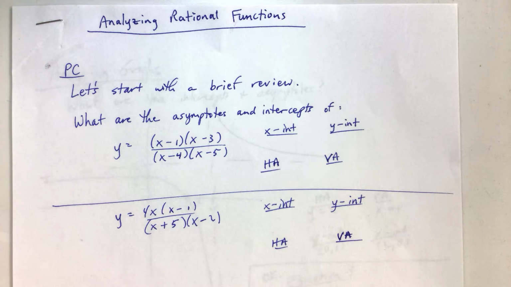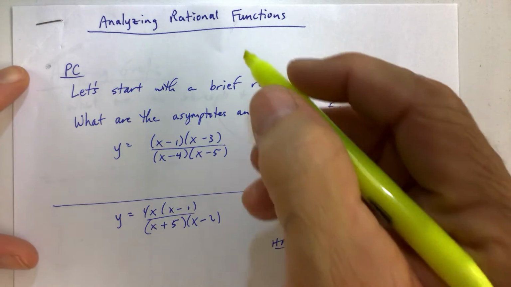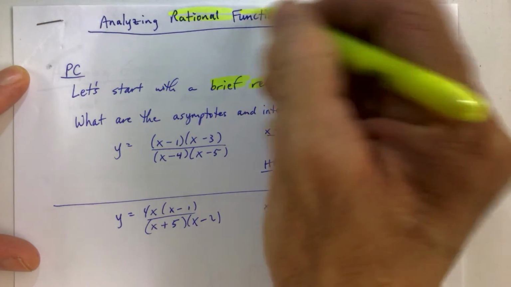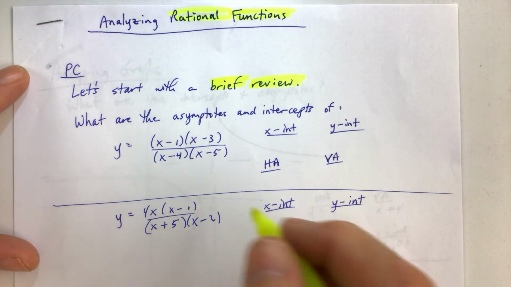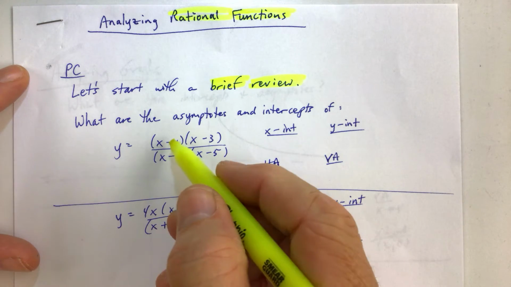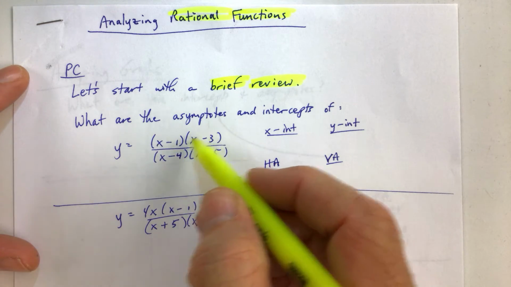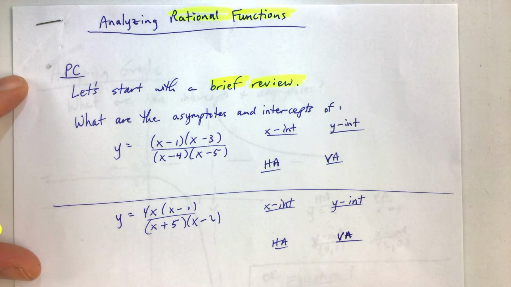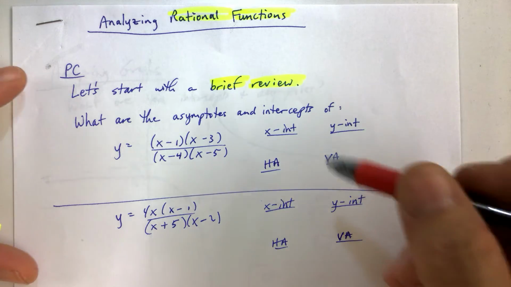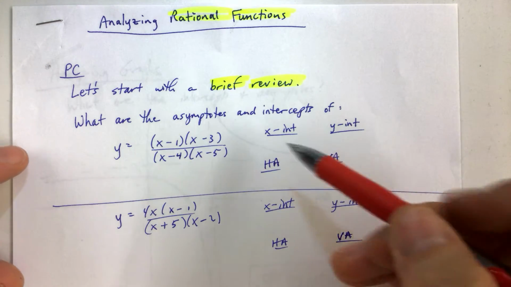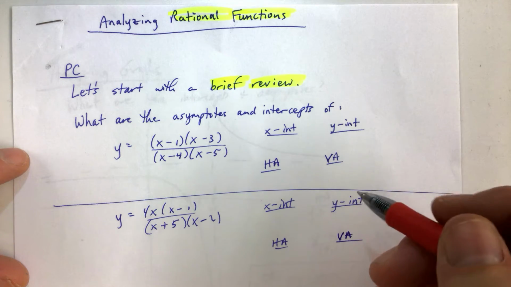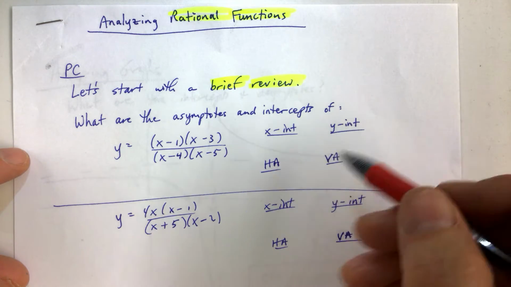So today's lesson, we start with a brief review of what we've already learned about rational functions. All right, starting with just a basic function here. Y equals, we can see we have a polynomial divided by a polynomial, and each of the polynomials, numerator and denominator, are in factored form. So all we're doing here is trying to figure out what the x and y intercepts are and what the asymptotes are, horizontal and vertical asymptotes. So let's start with the intercepts.